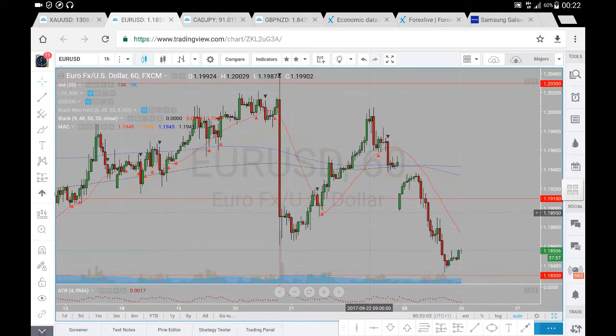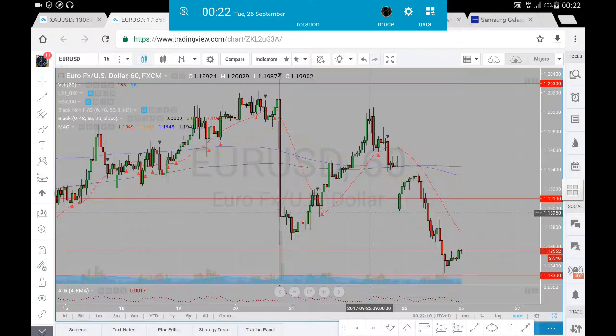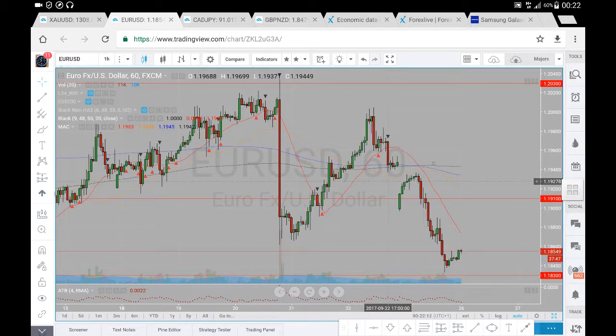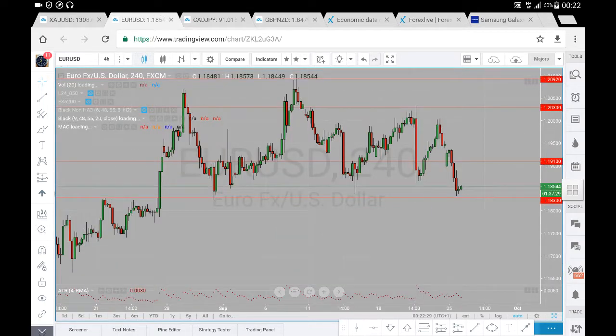So this is Euro-dollar analysis for Tuesday, the 26th of September. And as we've seen, prices have come down. It has not got all the way up to 1940 where the gap close would have been. I did identify in the previous videos there will likely be some turbulence, some resistance up to around the 1960 region to the upside on Euro-dollar.